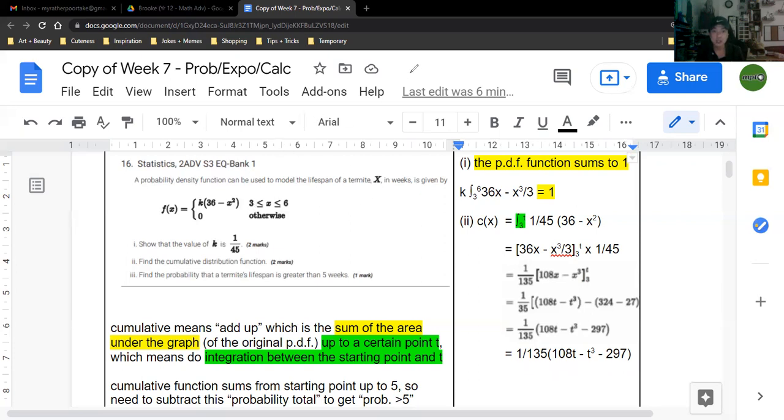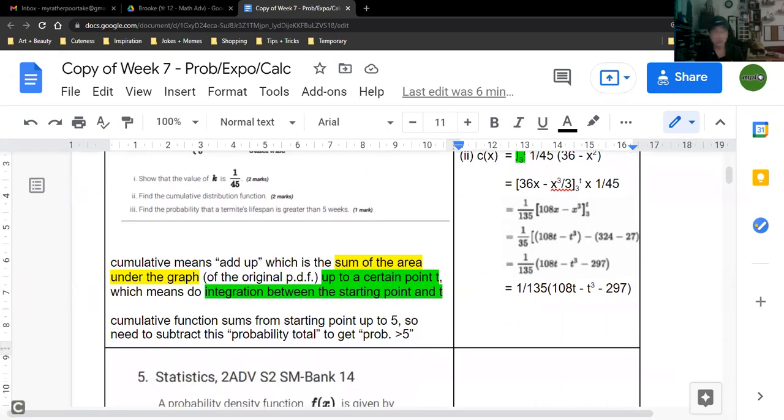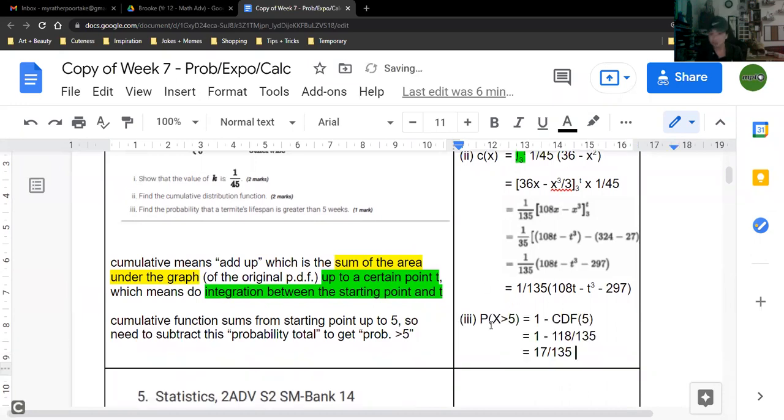The third question is using the cumulative function, right? Find the probability that a termite's lifespan is greater than 5 weeks. This part requires a bit of definitions awareness as well. So I'll show you here. The actual math is quite simple. So this is the math. P of x greater than 5 is equal to 1 take away the cumulative distribution function of 5.